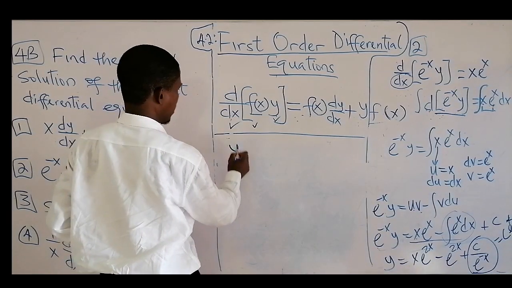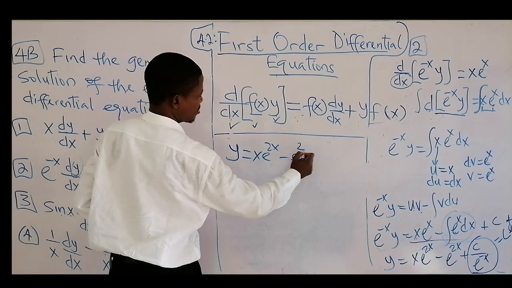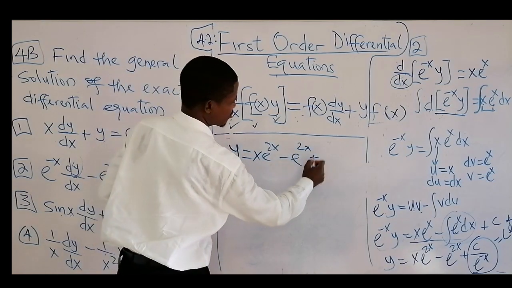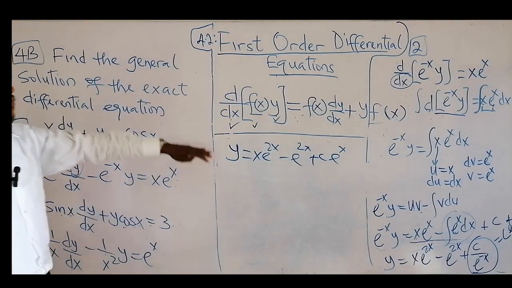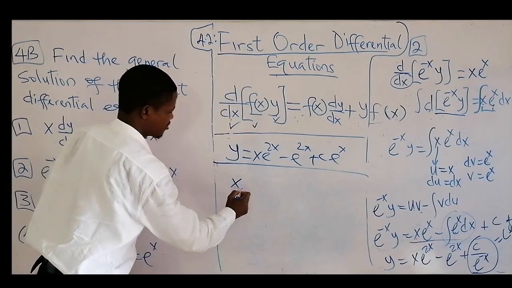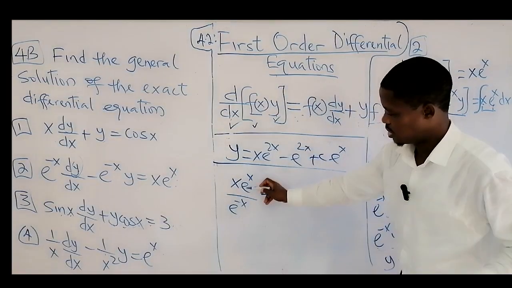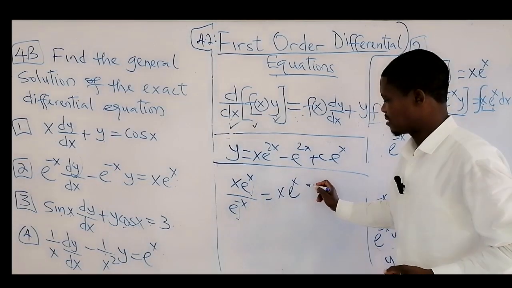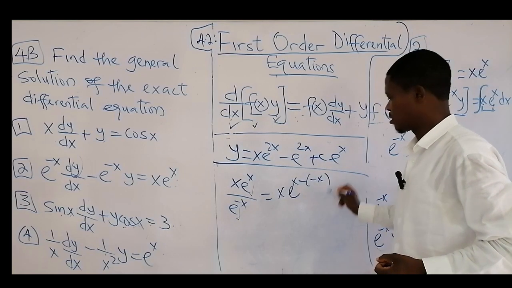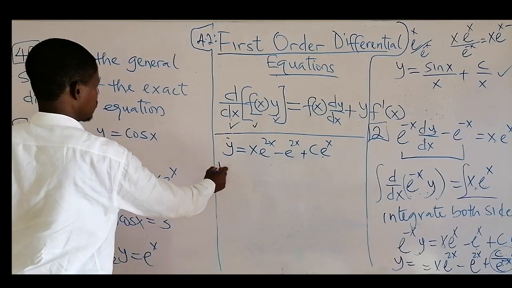So we now have y equal to this one minus this, then plus c times exponential to power x. So that's what we have for that solution. When you divide this one over this, you have the same base, so you apply your indices. You have exponential to power x minus what? Minus x, and that becomes 2x.